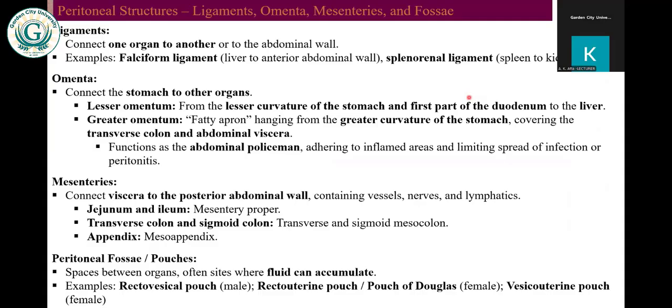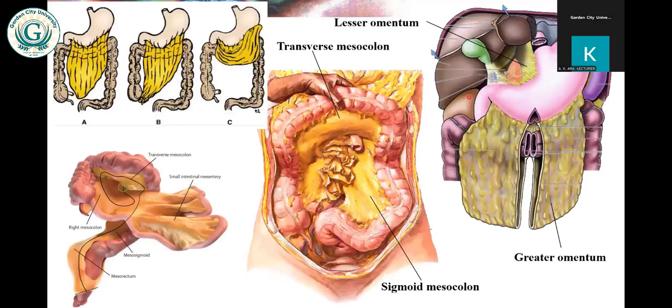Then we also talk about the structures that the peritoneum forms. We said that it forms ligaments, it forms the omentum, it forms the mesentery, and it creates spaces where fluid can even accumulate. So we said that there is a lesser omentum connecting the stomach, the lesser curvature of the stomach, the first part of the duodenum to the liver, and the greater omentum. And there's a transverse mesocolon, the sigmoid mesocolon. Then there's a mesentery proper.